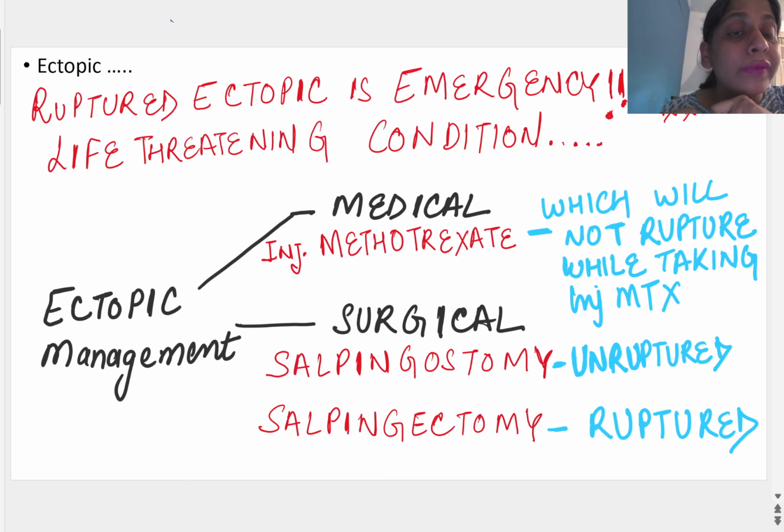So before giving that methotrexate, we have to see whether the tubal pregnancy will rupture or not in 1 to 2 days. Because once the pregnancy gets ruptured, then we have to do laparotomy and stop that bleeding site, right? Once the fallopian tube has ruptured, then we have to do salpingectomy, because the tube cannot be saved, because the tube has torn.